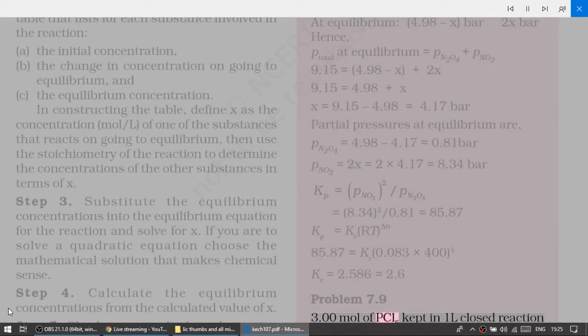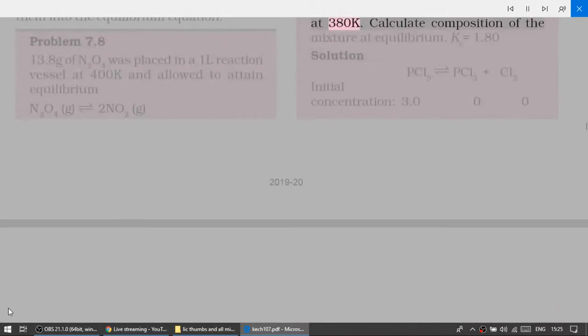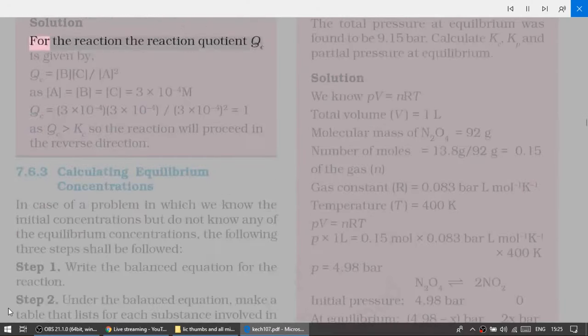Problem 7.9. 3.00 mol of PCl5 kept in a 1 L closed reaction vessel was allowed to attain equilibrium at 380 K. Calculate the composition of the mixture at equilibrium. Kc = 1.80. Solution: PCl5 ⇌ PCl3 + Cl2, with initial concentration of PCl5 being 3.000.